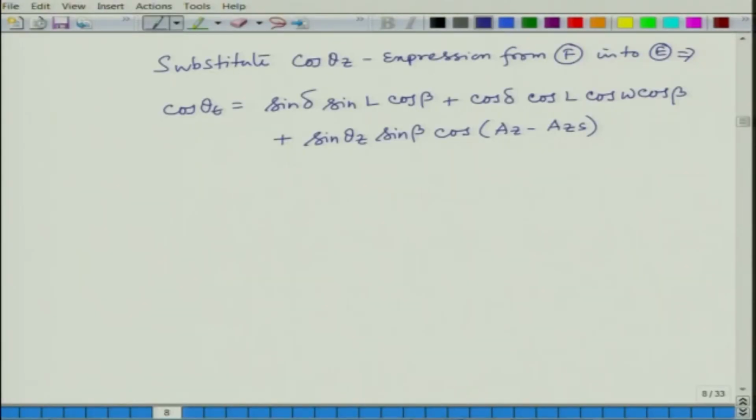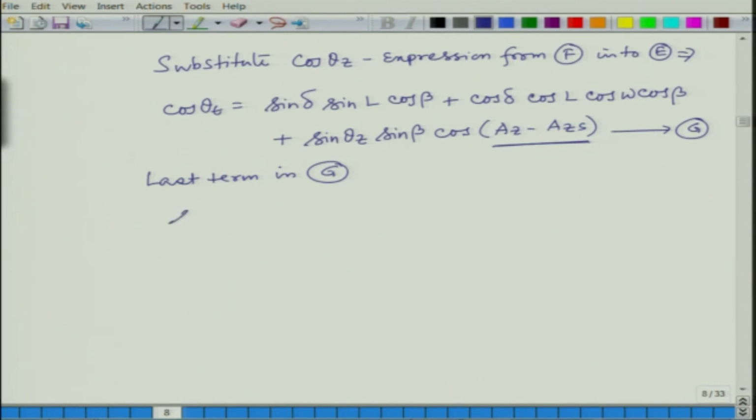Okay. So, now this long relationship, let me name this G. Now, if we look at the last term in G, this requires special attention because it has a difference term, right. So, this angle is a difference between two terms.